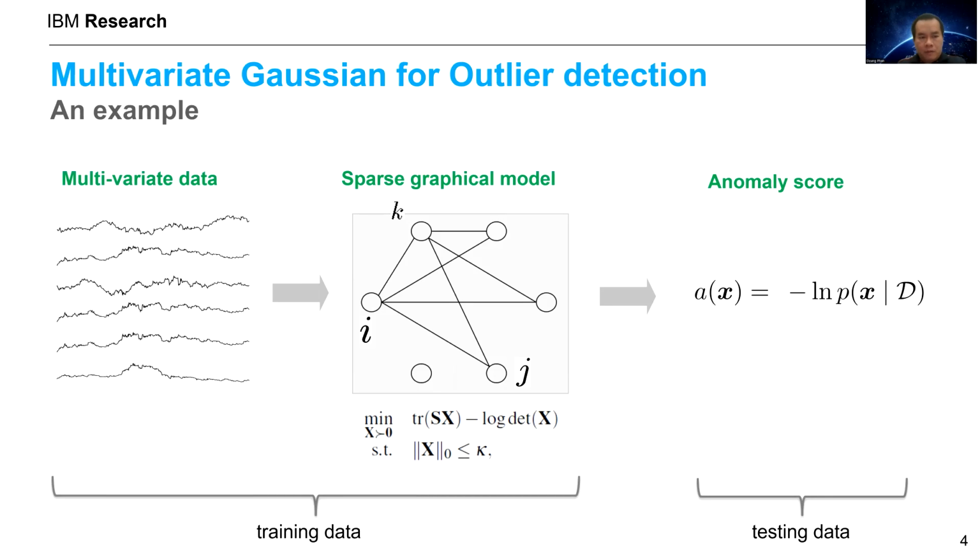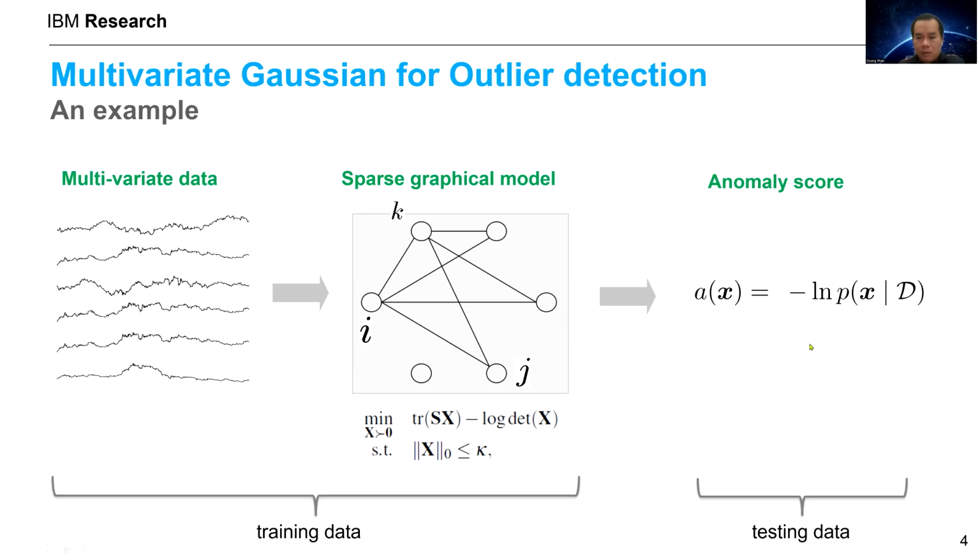Here's one example. We can use the multivariate Gaussian for outlier detection. Given the data, we apply step number 1 to learn the multivariate Gaussian. It is a graphical model. The graph here gives the dependency between variables. If there is no edge, we can claim that the variables are conditionally independent.